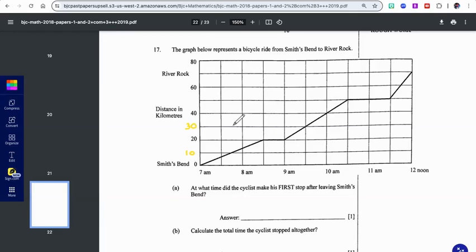And if you don't have a BJC booklet, I said earlier that this is on Student Shared. This is BJC Paper 2, 2018. So 0, 10, 20, 30, 40, 50, 60, 70, 80. The distance is normally easy to calculate, to complete.